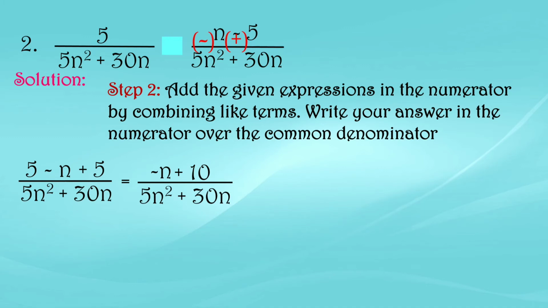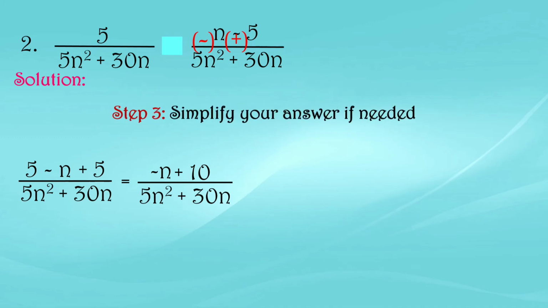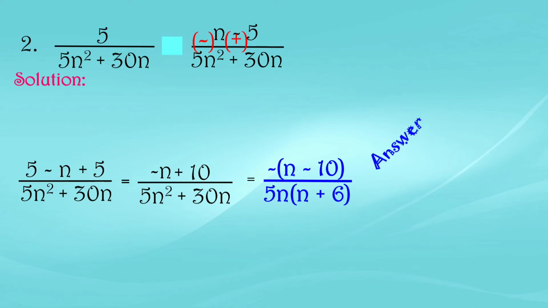5n squared plus 30n. Next, step 3. Simplify your answer if needed. So, si numerator, dahil naka-negative yung ating first term, ilalabas natin yan. So, magiging ganito na siya. So, negative times quantity n minus 10. And then, si 5n squared plus 30n, pwede natin siyang i-factor. So, ito na siya. So, 5n times quantity n plus 6. Since wala naman tayong makakancel, so, yun na yung ating sagot.